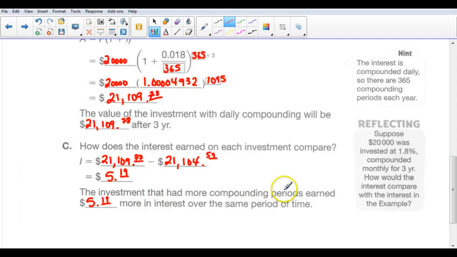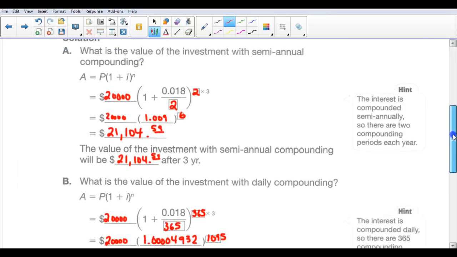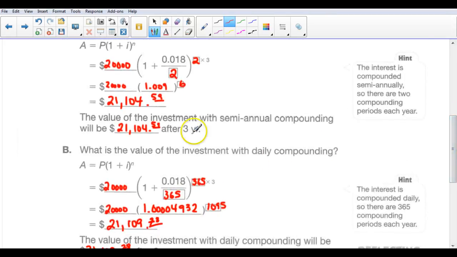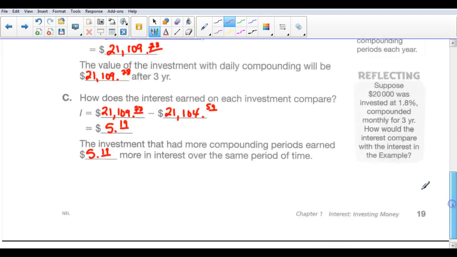So the number of compounding periods does make a difference. The higher the compounding periods, 365 compared to 2, does make a difference as to how much interest you're going to earn. The higher the compounding periods are, the more money you're going to make. Okay? All right, so go ahead and try some of the practice. Okay?